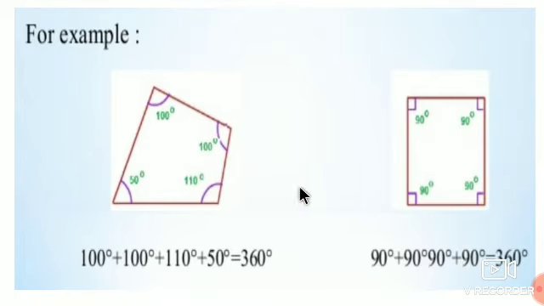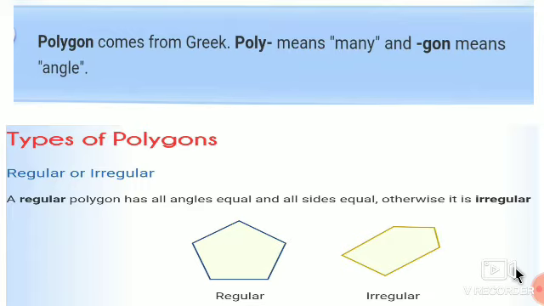If you observe these two quadrilaterals, if we add the measures of each angle, 100 plus 100 plus 110 and 50, it is given here 50, 110, 100, 100, we will get 360. Here if we add these four measures, each angle is a right angle, 90 degrees, it gives us again 360 degrees. So each quadrilateral has the sum of all the interior angles as 360 degrees.